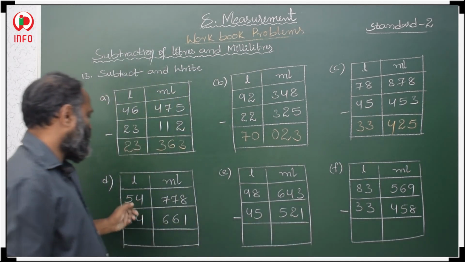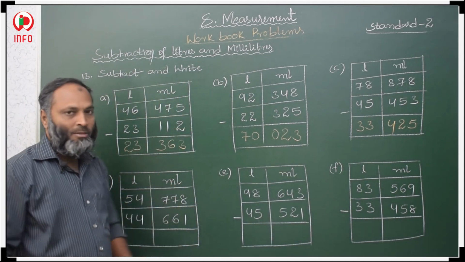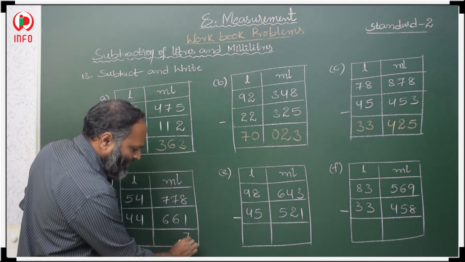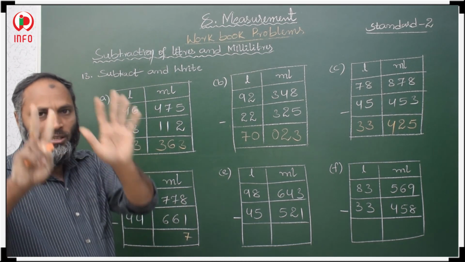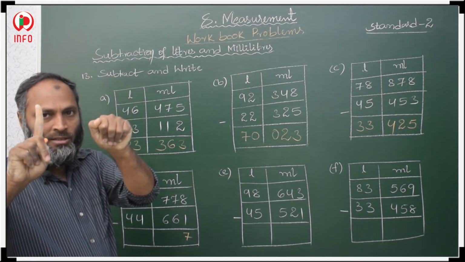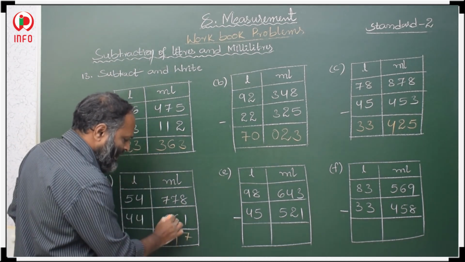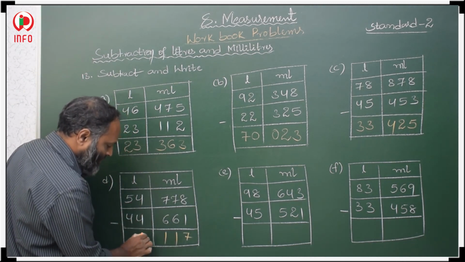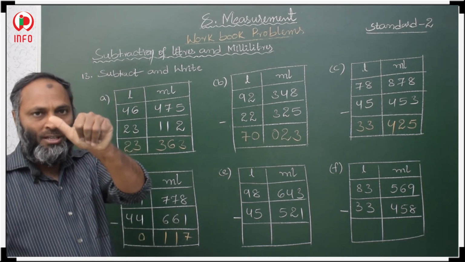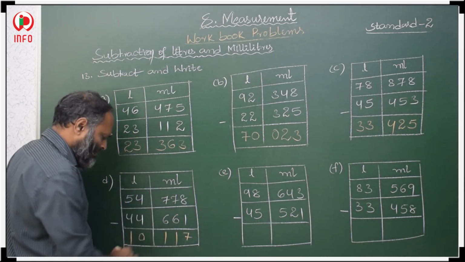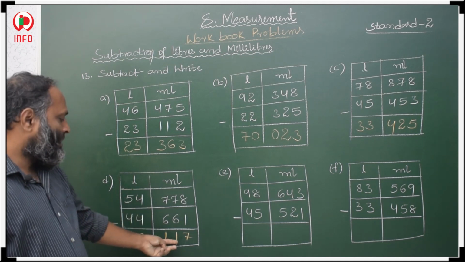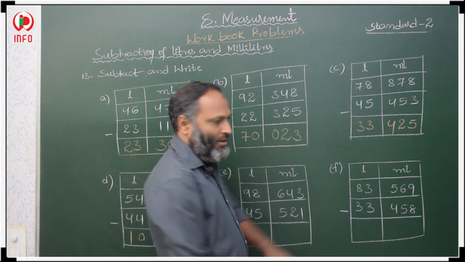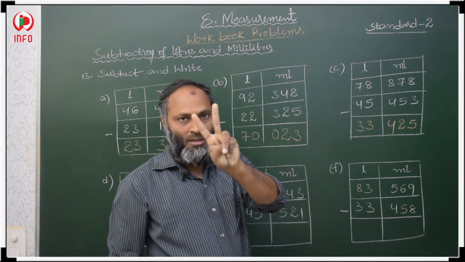The next, in the fourth question, milliliter part, first 8 minus 1, it is 7. The next digit 7 minus 6 is 1. 4 minus 4, same number minus same number, 0. Then 5 minus 4, it is 1. 10 liters, 117 milliliters.